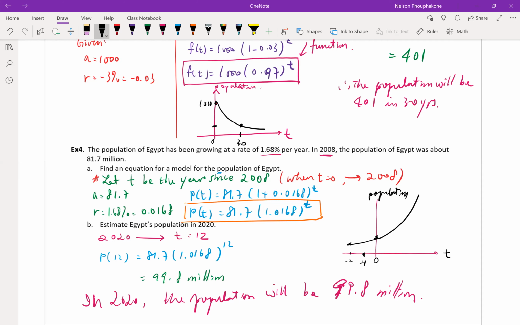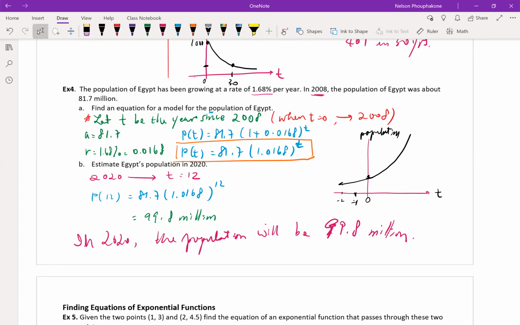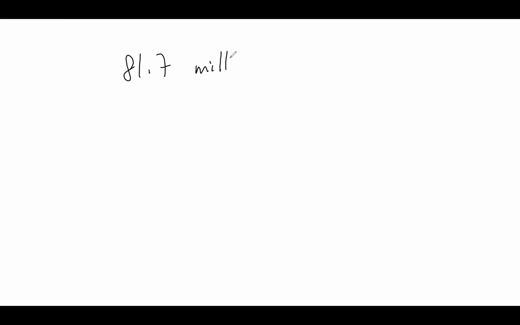Okay. Now, before I move on, there's one question that I would like to ask you. Do you know the difference between 81.7 million and 81,700 million? Are they the same or are they different? Actually, they are not the same. Now, what is the difference between them?